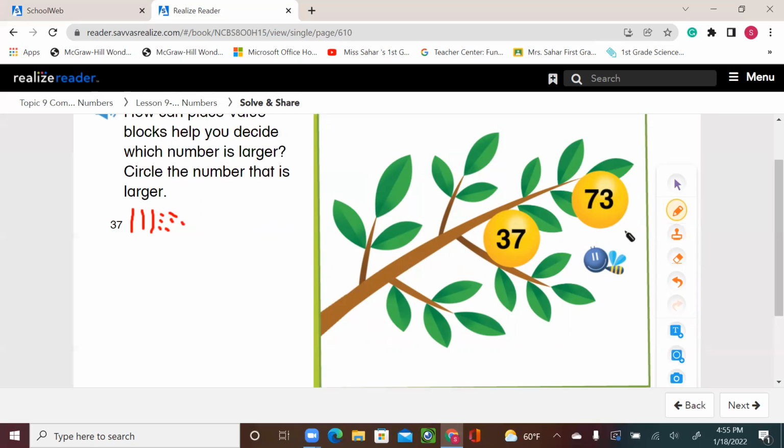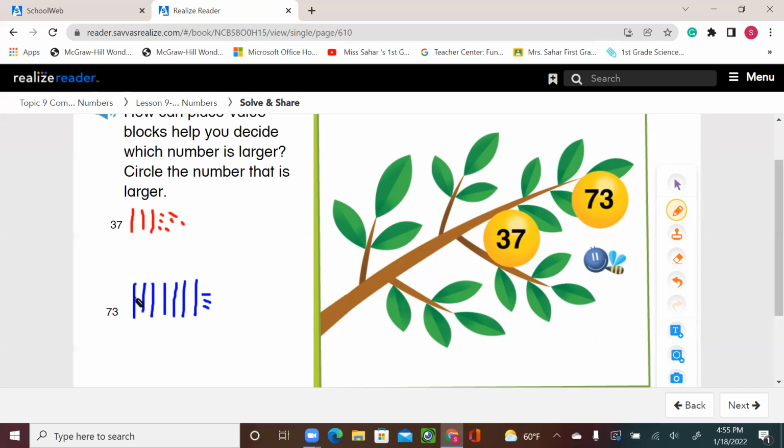Let's see 73. Okay, I'm going to write 73. And I know 73 means 7 tens and 3 ones. Let's use different colors. So 7 tens. So that's 1, 2, 3, 4, 5, 6, 7 tens means 10, 20, 30, 40, 50, 60, 70, and 3 ones. 1, 2, 3.